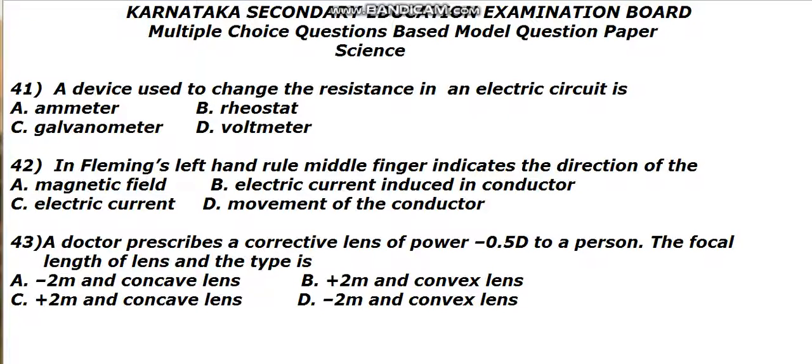The first question is: a device used to change the resistance in an electric circuit is. If you are a follower of my channel, I have already given this question in the MCQs of the electricity lesson. The first question is very simple. As I told you in that class, an ammeter is for measuring the current and a voltmeter is an instrument for measuring the potential difference. A galvanometer helps us to detect the electric current in the circuit. So a rheostat is used to vary the resistance in an electric circuit.